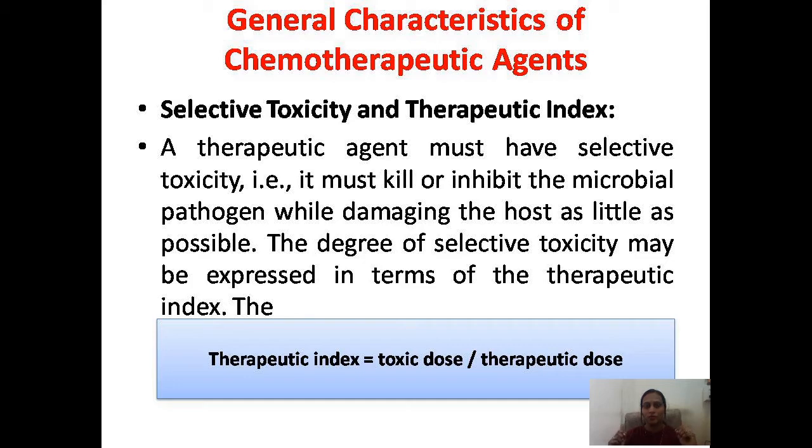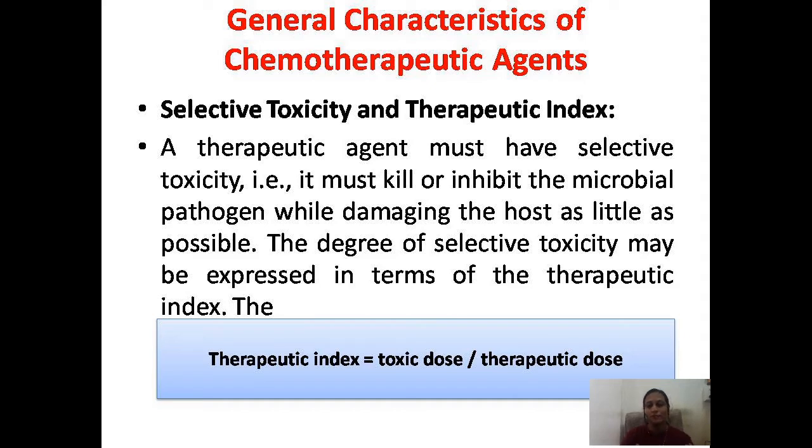Now, in order to design an ideal chemotherapeutic agent, there are various parameters that we have to look at. The first very important property is selective toxicity. A therapeutic agent should have selective toxicity. That means it should be able to kill the microbial pathogen without damaging the host cell much. So ideally it should damage the host cell as little as possible.